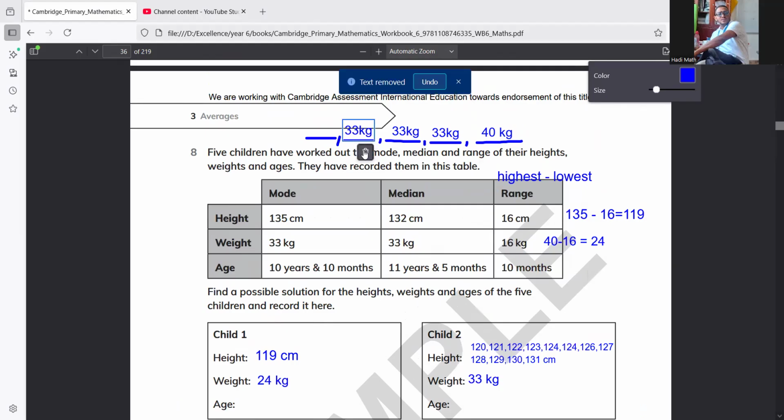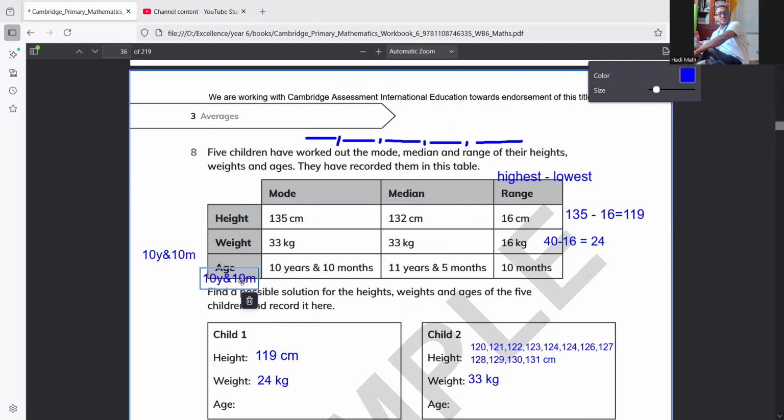And let's see the last one, which is the age. You follow the same method. We say the age mode is 10 years and 10 months. So we have 10y and 10m, 10 years and 10 months. When we say 10 years and 10 months, it is the mode. That means this is repeated at least 2 times, like we have this age at least 2 times.